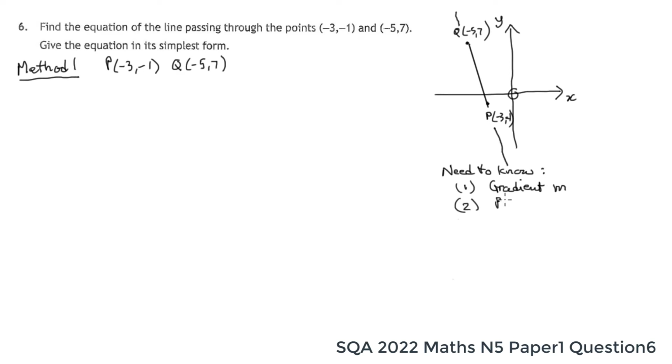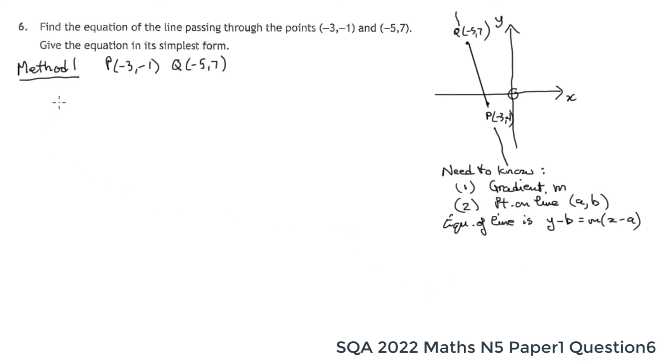Second thing we need to know is a point on the line, and we'll call that (a, b). If we know these two things, the gradient and a point on the line, then we know the equation of the line, because there's a formula for that. The equation of the line in this case is y minus b equals m(x minus a). So that's y minus the y coordinate equals the gradient times x minus the x coordinate. So that's the formula we're going to use.